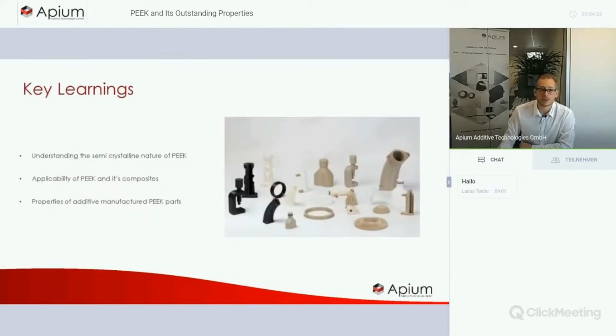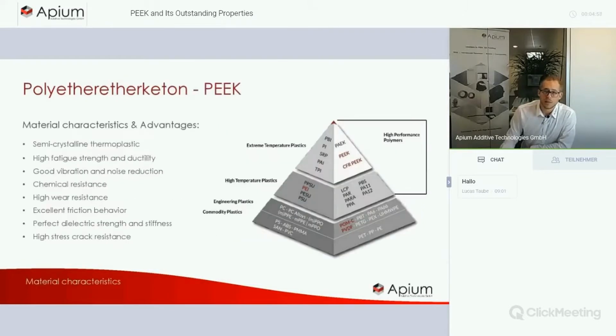All right. So what are the key learnings from today? What is important to me is that we get an understanding of the semi-crystalline nature of PEEK. I also want to show you the applicability of PEEK and its composites and the properties of additive manufactured PEEK parts. PEEK is a very interesting thermoplastic polymer, and when we are looking at the pyramid of thermoplastic materials, we can see it is located at a top position of this pyramid.